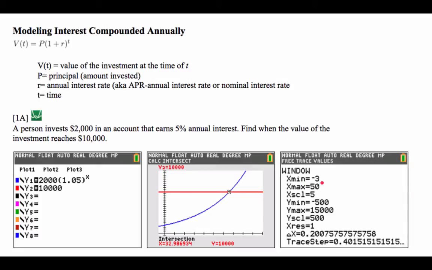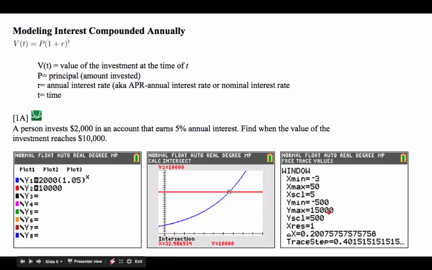Now the window that I use, I like to have a little bit of negative value, and I didn't anticipate it going past 50, so I tried that. I don't like too many tick marks, so I did it every 5 years. I put the minimum as negative 500. That way I have a little bit of space underneath.